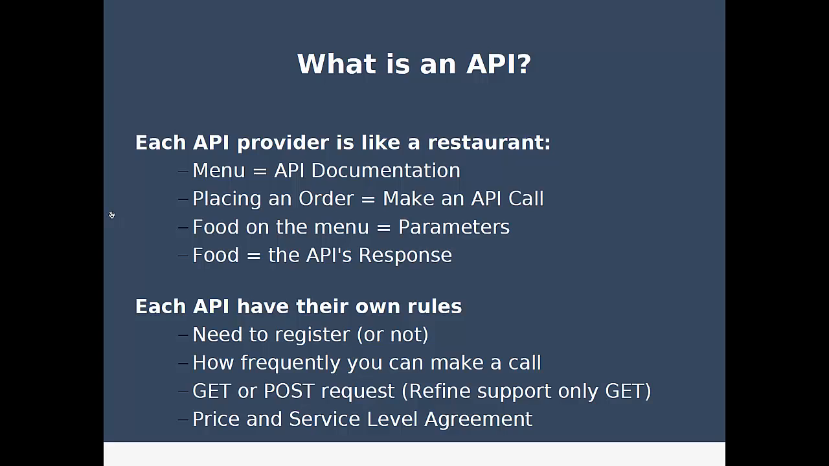And like restaurants, you have a wide range of types of restaurants, you have very different APIs. Some ask you to register or not. Some have more or fewer parameters, more or less food on the menu. Some have limits on how frequently you can make calls, so how many requests you can do per second, per day, or in total. All come with different prices and service level agreements.